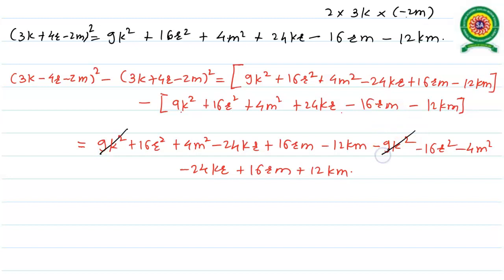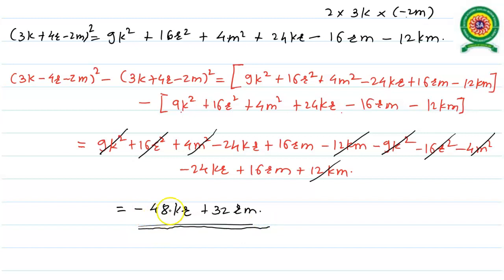9k square minus 9k square gives 0, getting cancelled out. Next, 16r square minus 16r square gets cancelled out. 4m square minus 4m square gets cancelled out. Next, minus 12 km plus 12 km gets cancelled out. Minus 24 minus 24 gives minus 48 kr, and 16 plus 16 becomes 32 times rm. So this is the simplification for (3k − 4r − 2m) the whole square minus (3k + 4r − 2m) the whole square. Our final solution is minus 48 kr plus 32 rm.